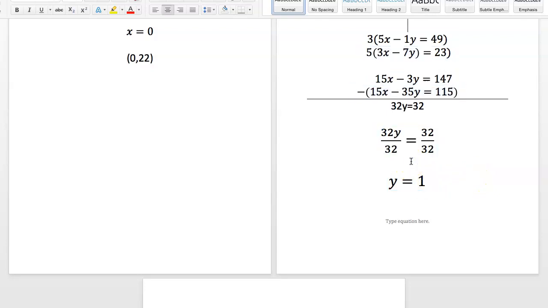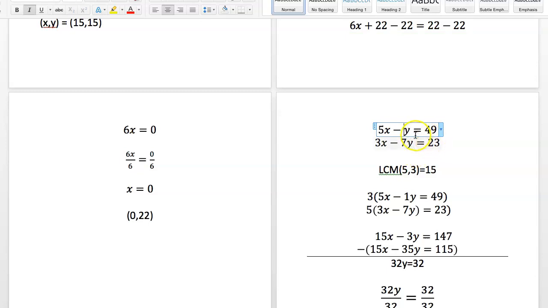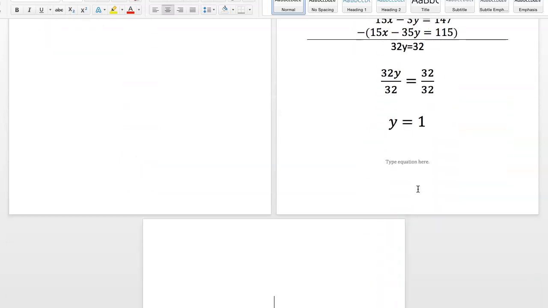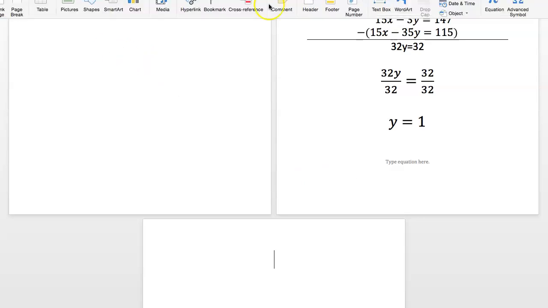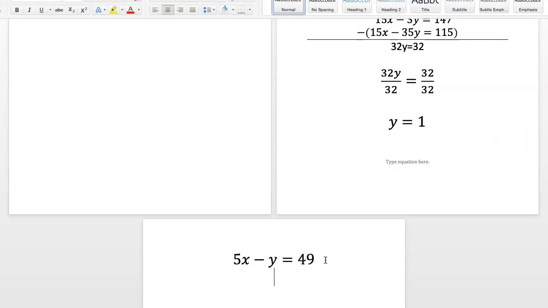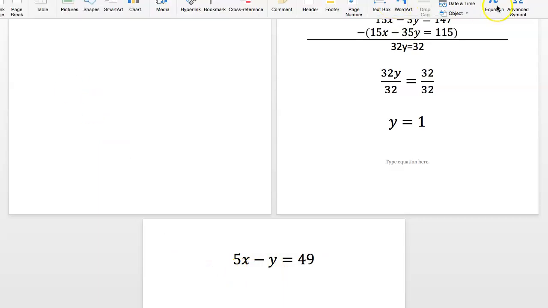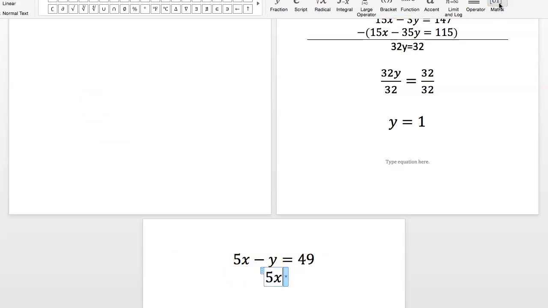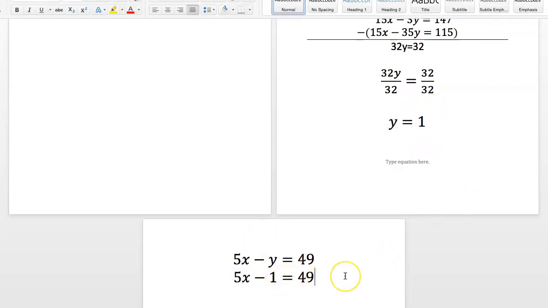Now I take y equals 1 and I plug it into either equation. Let's just say I plug it into this guy. I'm over my clumsy spell. So if I plug y equals 1 into this top equation, 5x minus y equals 49. I try not to make clumsy errors, but they happen. So I'll catch them. Well, ideally, they don't happen. So we have that. We replace y, y equals 1, so put 1 in there.